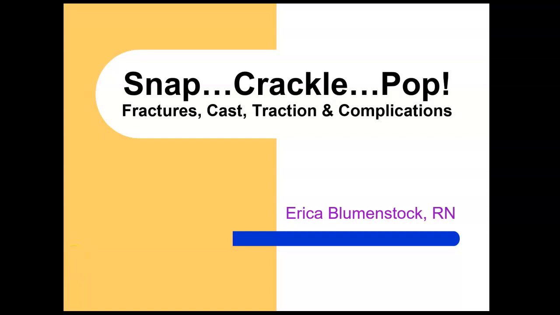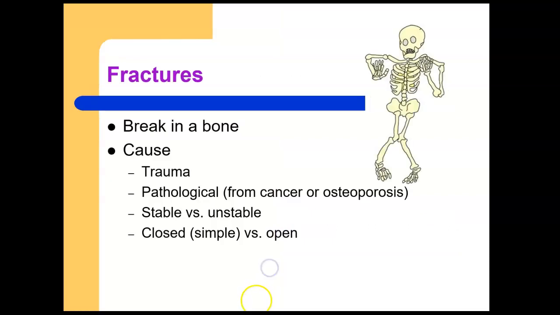Okay, let's go over snap, crackle, pop: fractures, casts, traction, and complications. So a fracture is any break in the continuity of a bone. It can be caused by trauma, or it can be pathologic. So this is if there's cancer or osteoporosis, it can cause weakening to the bone. And so they get a pathologic fracture or a stress fracture from just everyday activity.